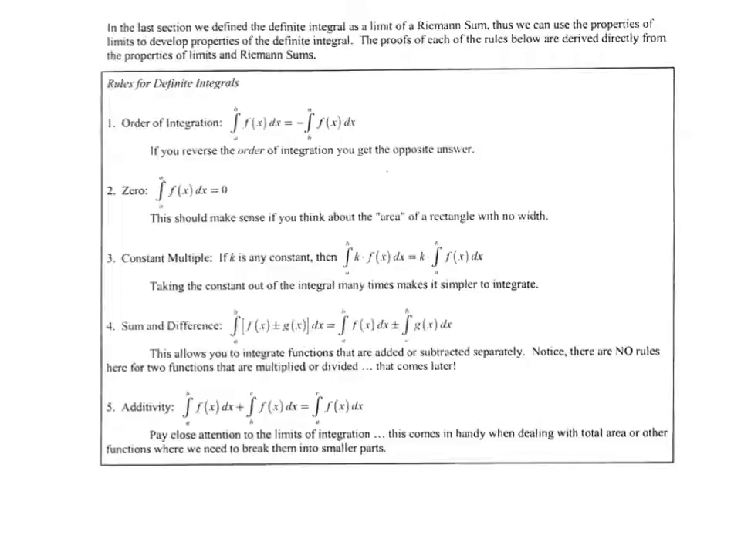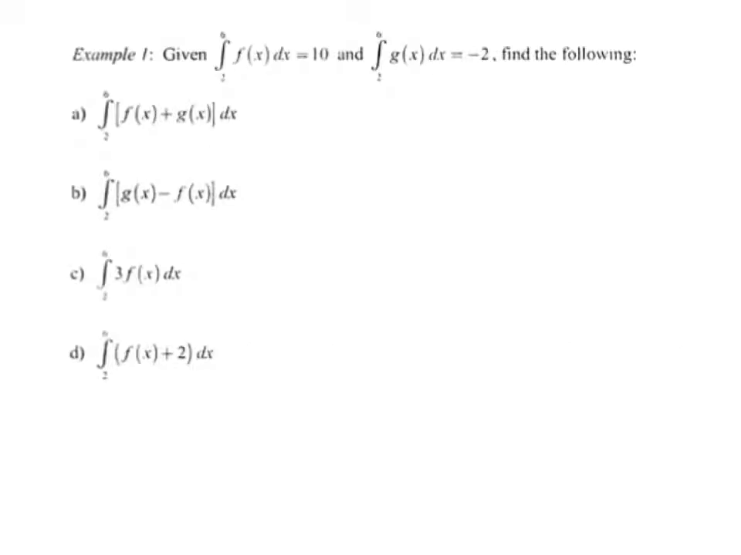So let's look at a few examples using these rules. We know that from 2 to 6, the area under the curve of function f is 10, and also from 2 to 6, the area under the curve of function g is -2. We're going to answer these following questions here. The first one, what's the overall area if I were to add function f and function g together?